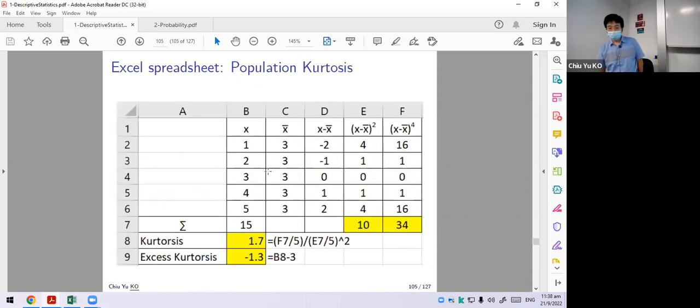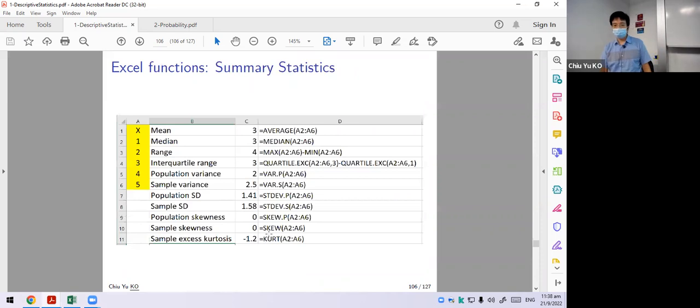So this is how you calculate from scratch, right? Everything, how to calculate kurtosis and excess kurtosis. I already showed everything there. You can take a look at this particular slide to see whether you understand all the information here, and you will be using all the commands for your assignment 1. So if you are confused when you do assignment 1, probably you want to check back here to see how to do it.